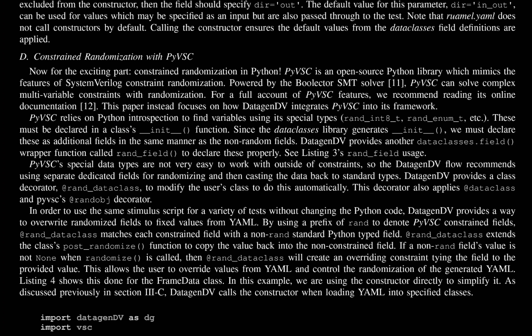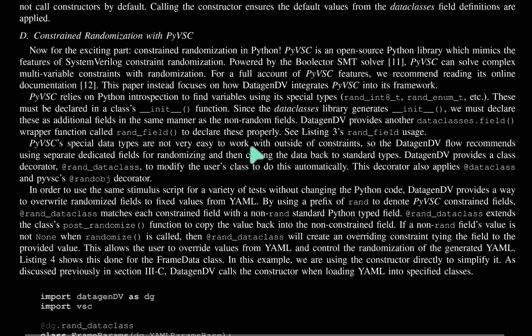PyVSC special types are not very easy to work with outside of the constraint, so the DatagenDV flow recommends using a separate, dedicated field for randomization and casting the data back to the standard types. DataGen provides a class decorator, the at rand_dataclass, to modify the user class to do this automatically. This decorator also applies a dataclass and a PyVSC rand object decorator.